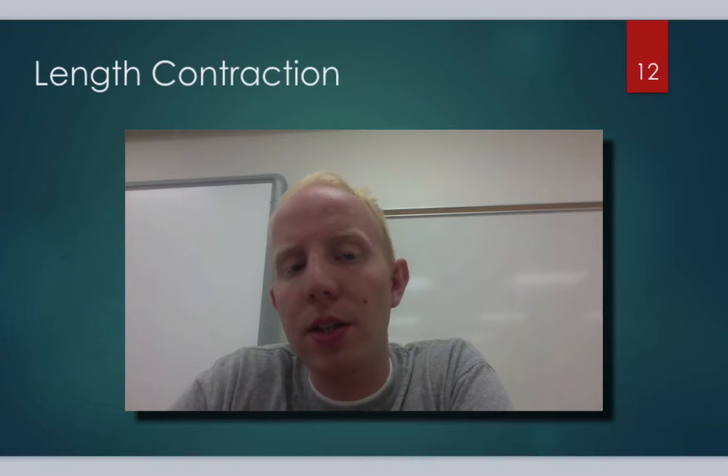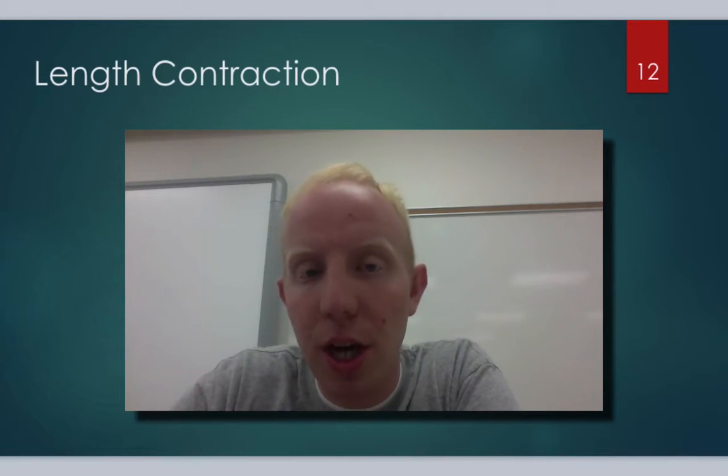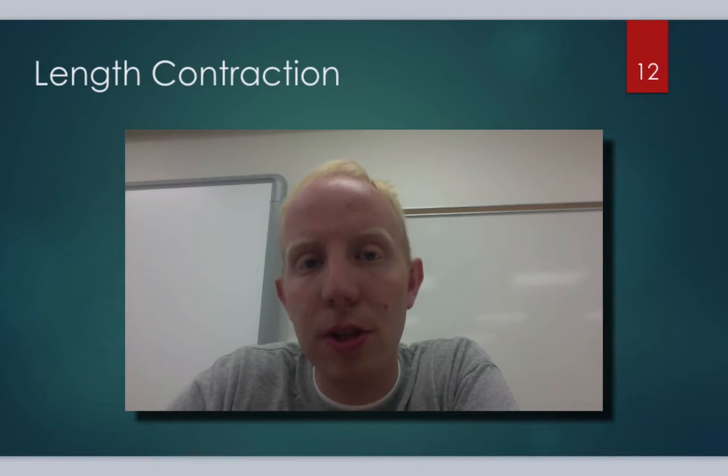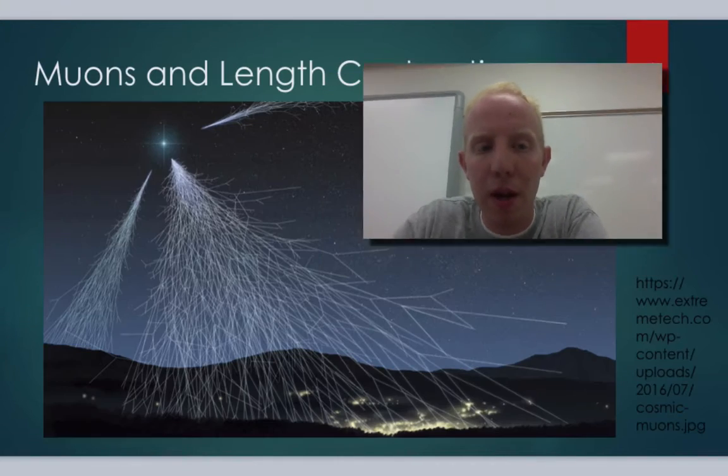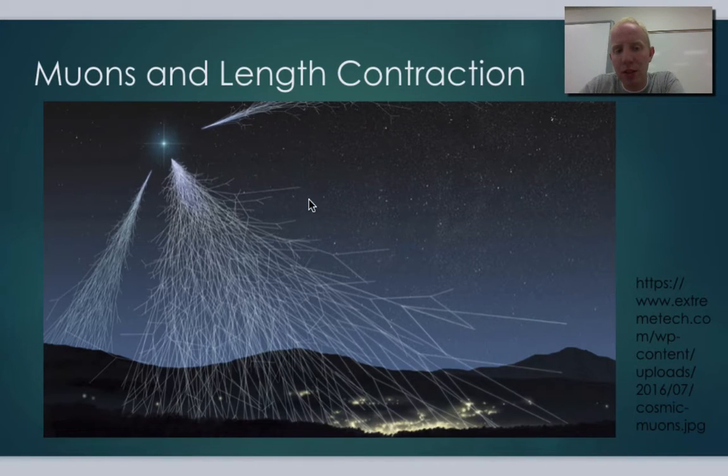Okay? And to understand where length contraction comes from, I want to tell you a little story about a particle called a muon. Now, this is just an artist's representation, but it looks pretty cool. Muons are particles that come from the upper atmosphere. They're generated when solar flares occur and other things happen in the upper atmosphere. And they're very short-lived particles.